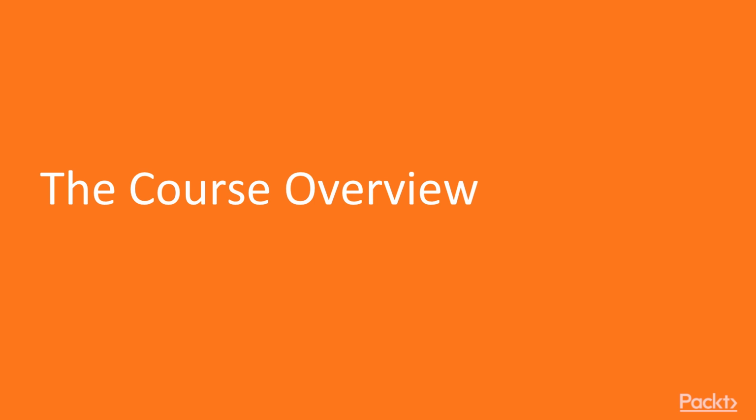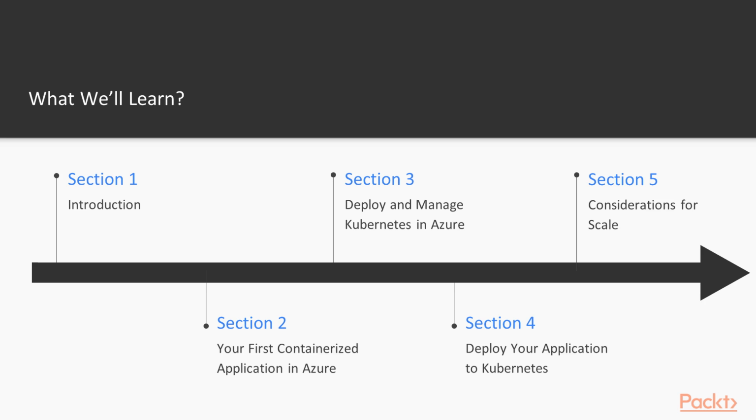Course outline and structure. This course is split into 5 sections. In the first section, we'll discuss benefits of container orchestration and how to set up our development environment. In the second section, we will create a single container application, secure it on our private repository, and run it on Azure. In the third section, we will deploy and manage a Kubernetes cluster on Azure.